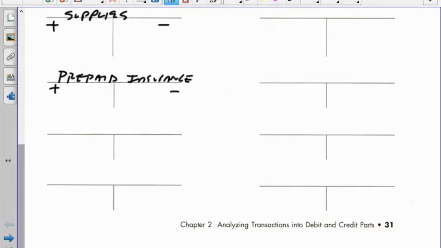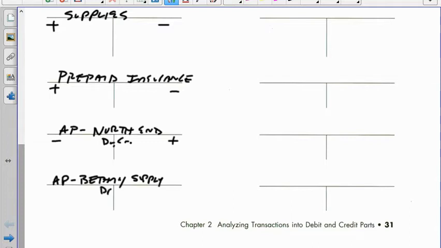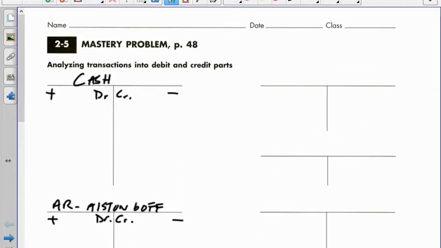We now move on to accounts payable. Make sure the P in payable looks like a P as in pop, not an R by accident. North End Supplies, since it's a liability, and it's on the right side of the accounting equation, it increases on the right side of the T account. Account payable, Bethany Supply is the next one. Again, a liability on the right side of the accounting equation increases on the right side of the T account.